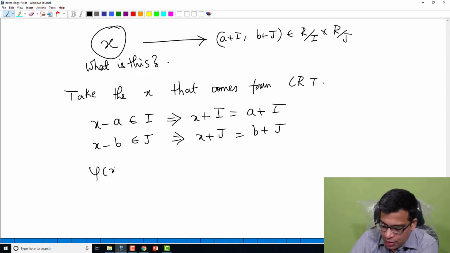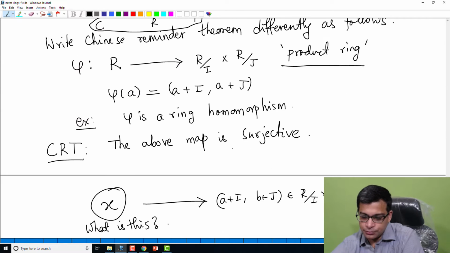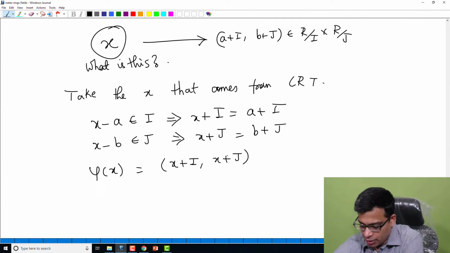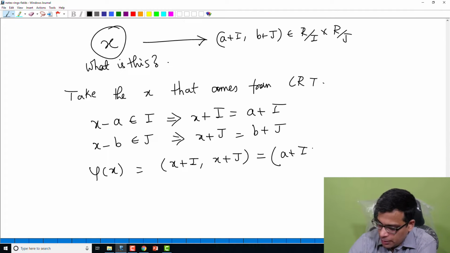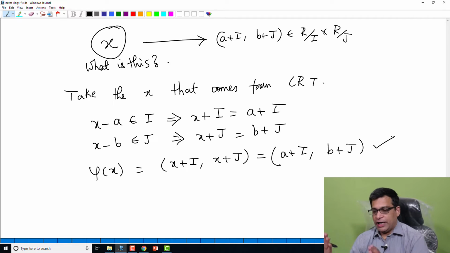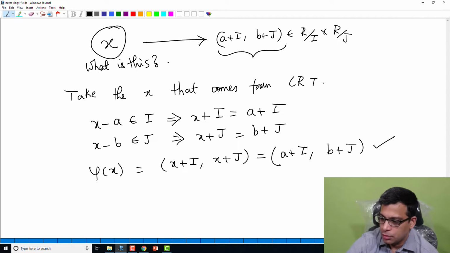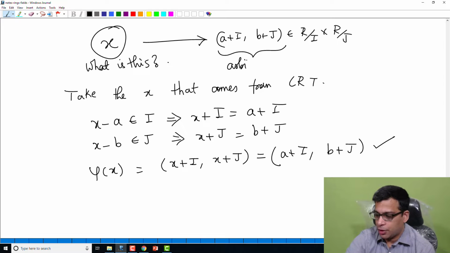Now, what is phi of x? Phi of x is x plus I comma x plus J. By definition, any element goes to that element plus I comma that element plus J. That means x goes to x plus I comma x plus J. But I just proved that x plus I is A plus I and x plus J is B plus J. Okay. So every element, you start with an arbitrary element of the product ring.